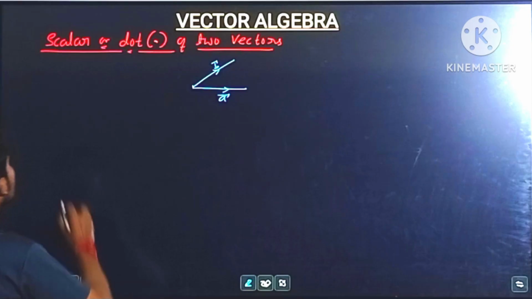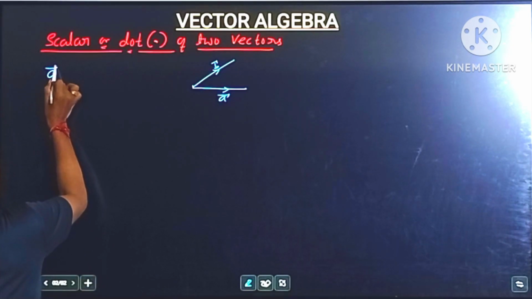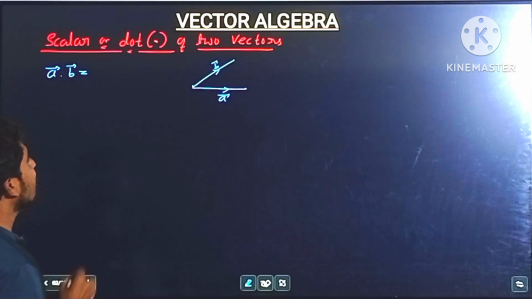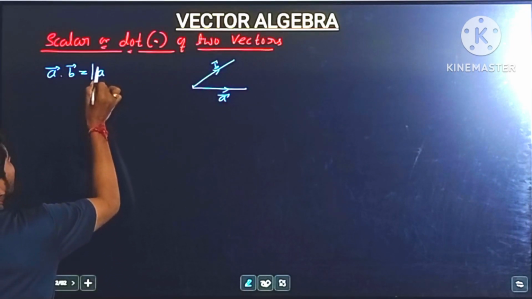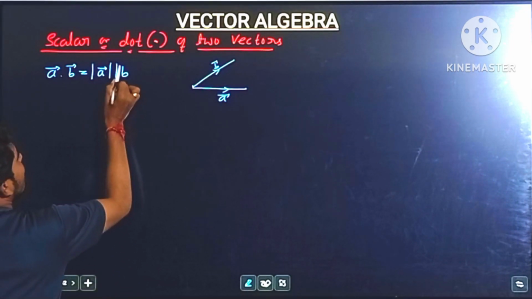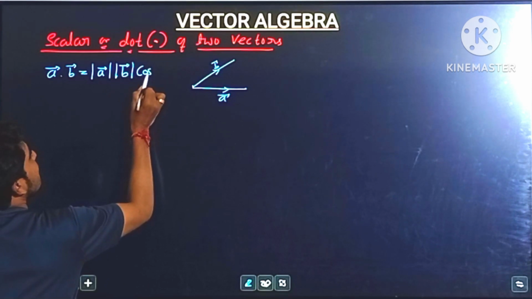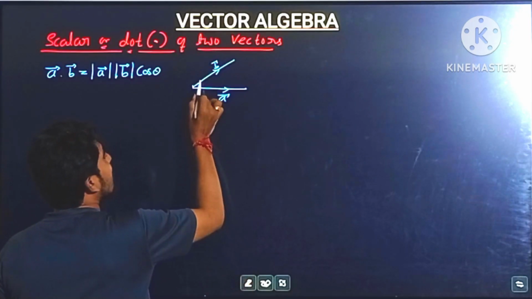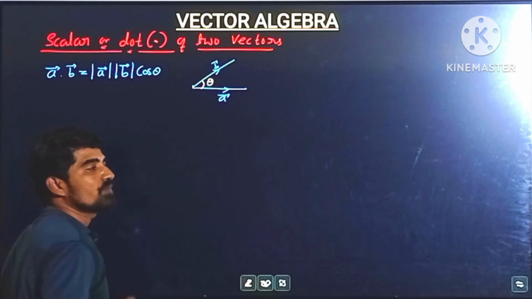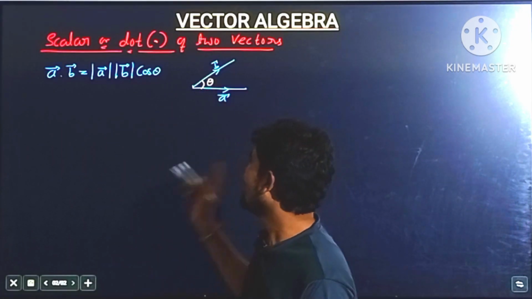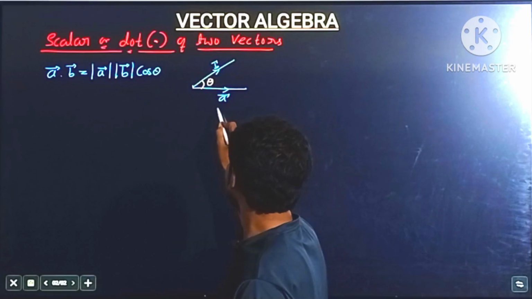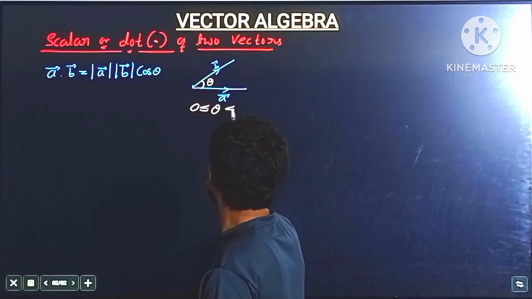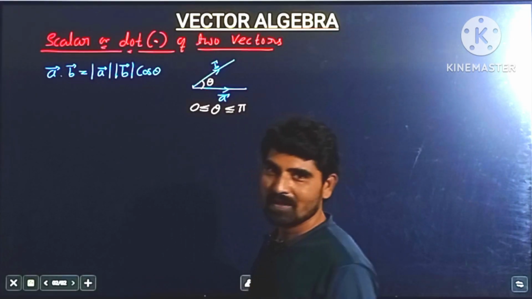a vector and b vector is denoted by a vector dot b vector and is defined by magnitude of a vector into magnitude of b vector into cos theta, where theta is the angle between the two vectors a vector and b vector, and the value of theta is always greater than or equal to 0, less than or equal to pi.